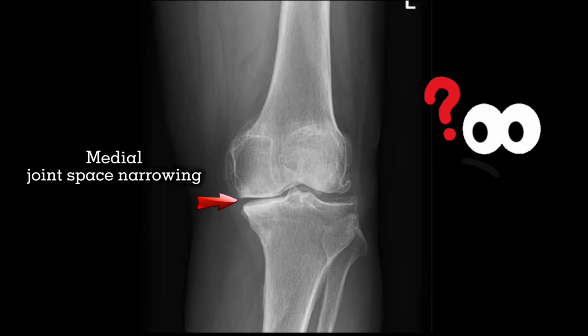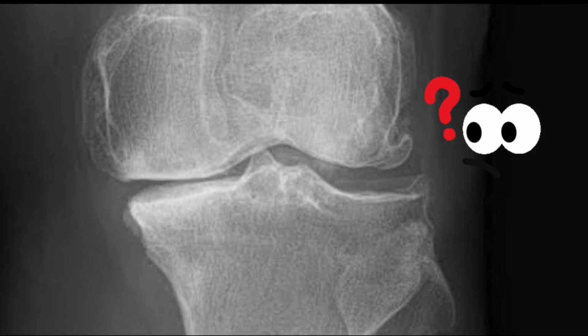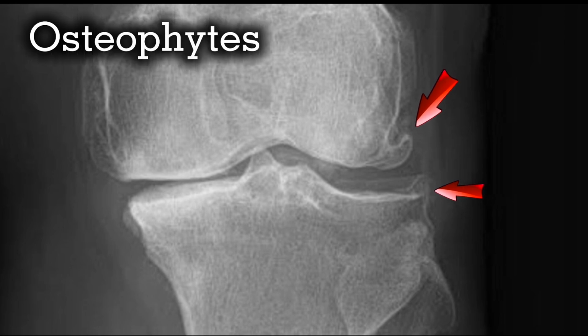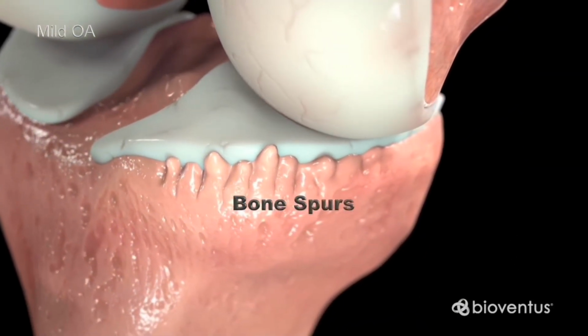Now, apart from the reduced medial joint space, what other changes can you see in these X-rays? I can see these bony projections. Are these the osteophytes? Exactly, osteophytes, or bone spurs, form at the joint margins. They are the body's way of trying to stabilize the joint.